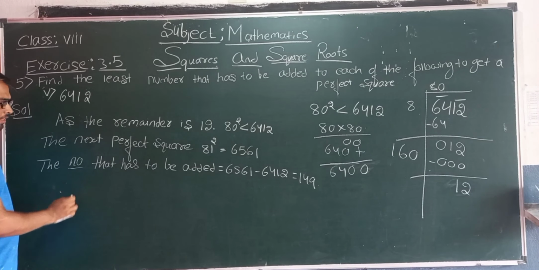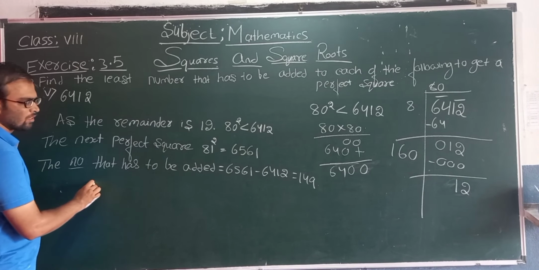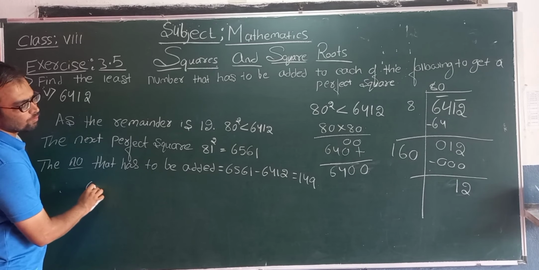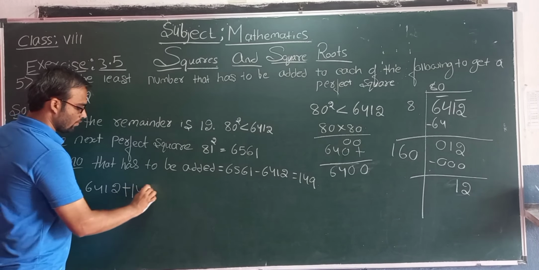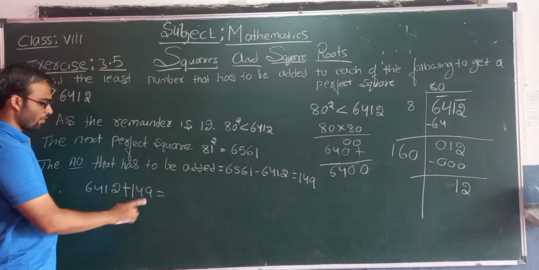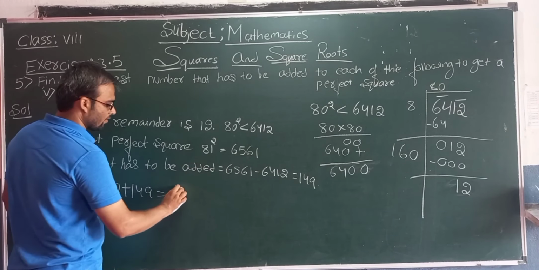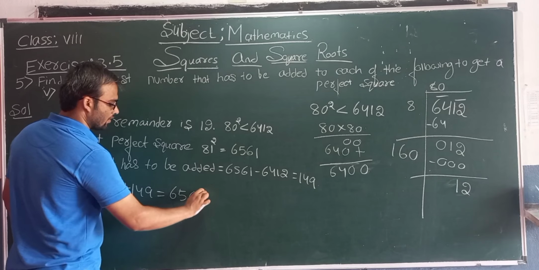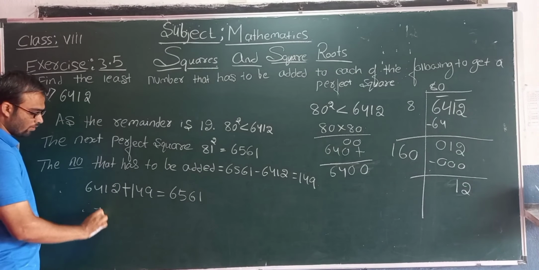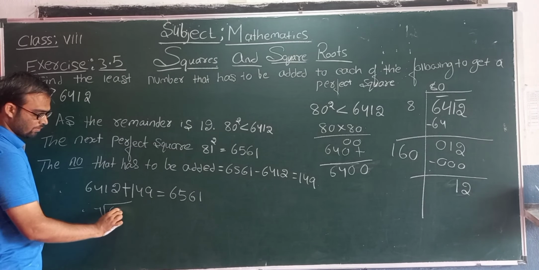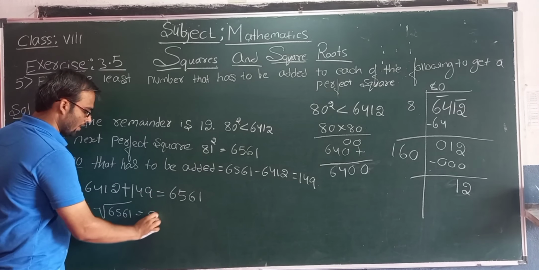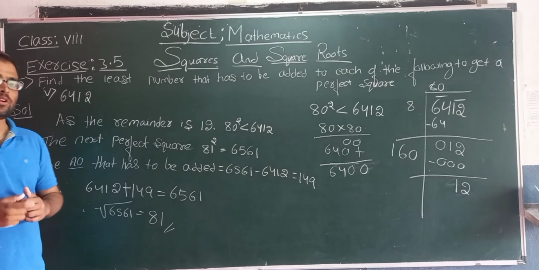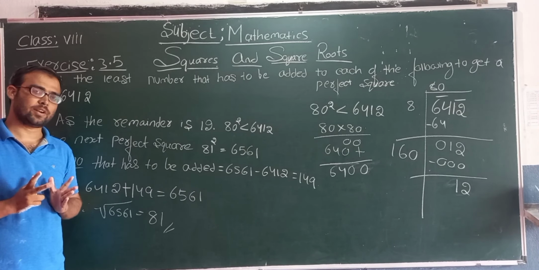Now 6412 plus 149. When we add this, we are again getting 6561. Therefore the square root of 6561 is equal to what? That is 81. The square root of 6561 is 81.